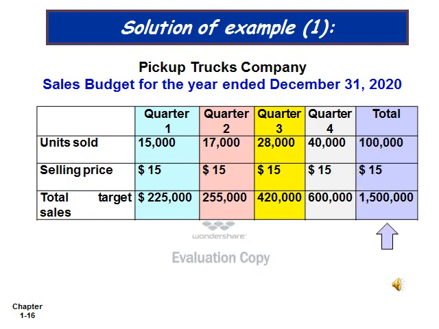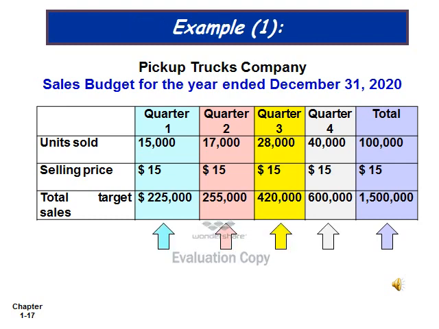In the total column, units sold equal the summation of the four quarters' units sold. That means 15,000 plus 17,000 plus 28,000 plus 40,000 equals 100,000 units times selling price per unit $15. The total target sales equal 1,500,000.